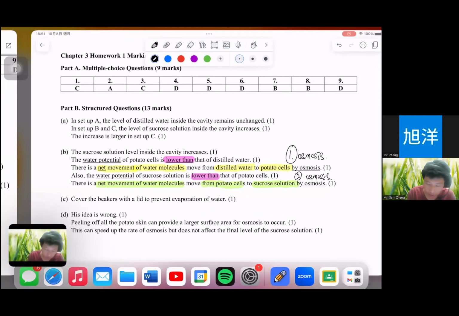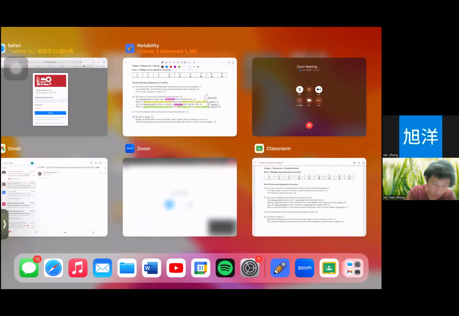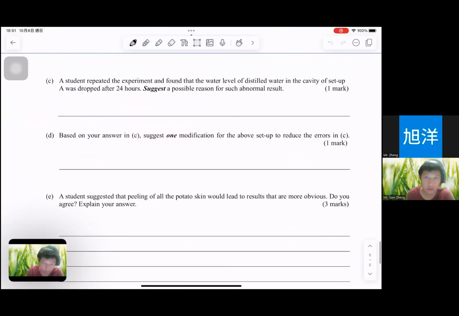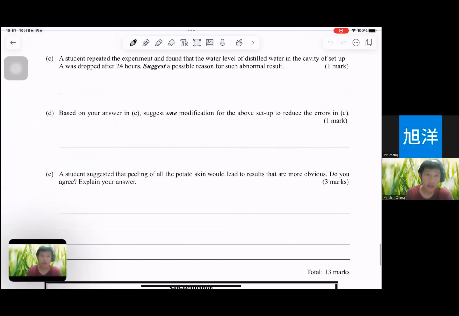So next, let us have a look at the second question. For the second question, it is very important, and we normally mention it, as it is related to the nature of science. First of all, as students repeat the experiment and find that the water level of the distilled water in the cavity in setup A dropped after 24 hours, suggest a possible reason for such an abnormal result.